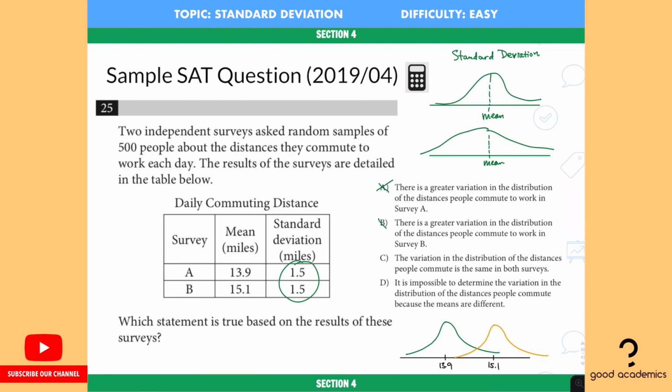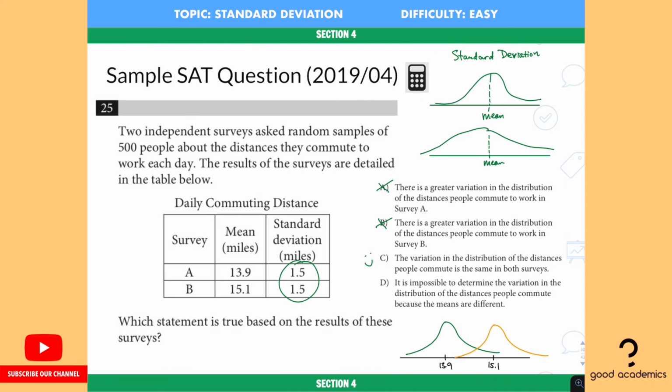If you look at B, B is also not true because it says survey B has a greater variation. No, it's not. C says the variation in the distribution of the distances people commute to work is the same in both surveys. Looks pretty good. So let's put a smiley face for the moment.